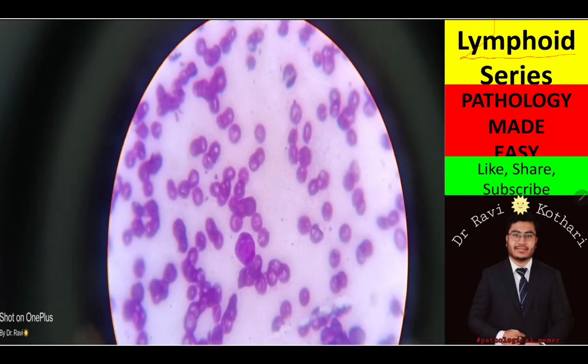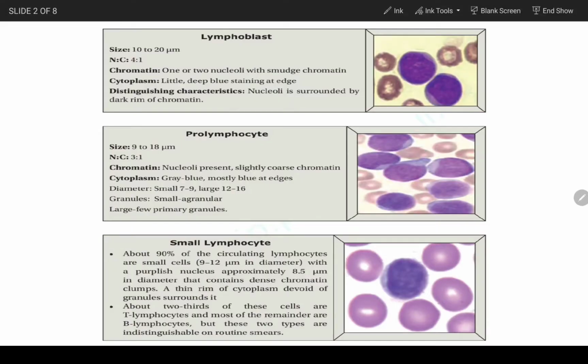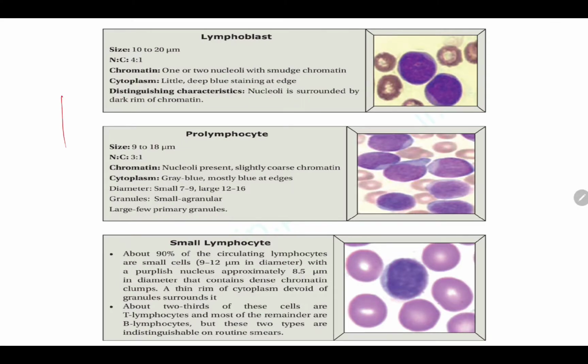In today's video, I am going to discuss the lymphoid series. So let's begin. In the lymphoid series, we have the maturation from lymphoblast to prolymphocyte to small lymphocyte.